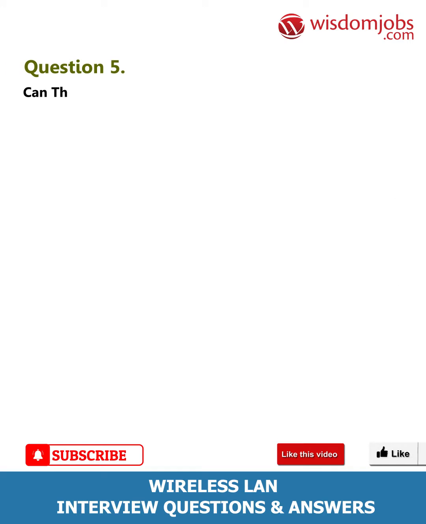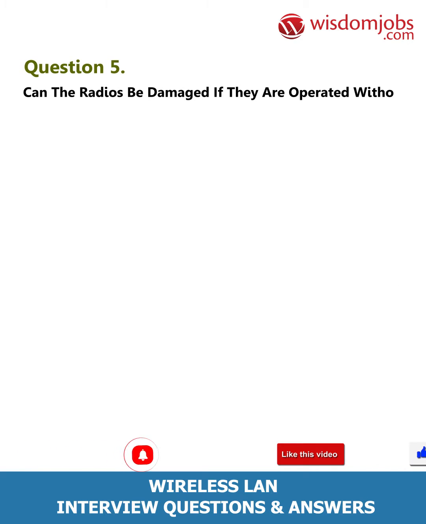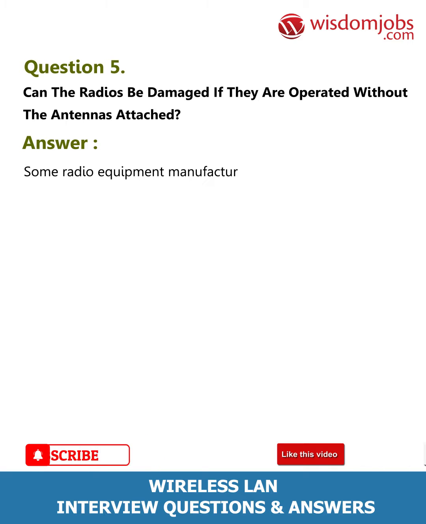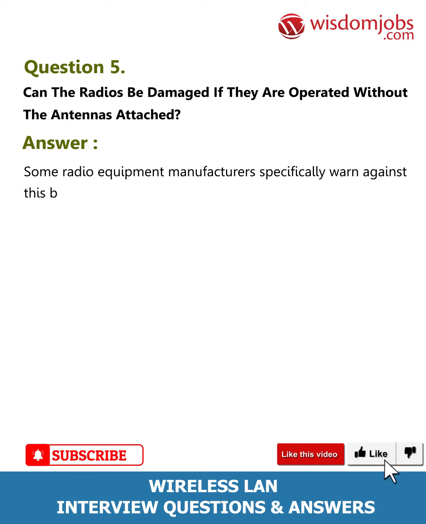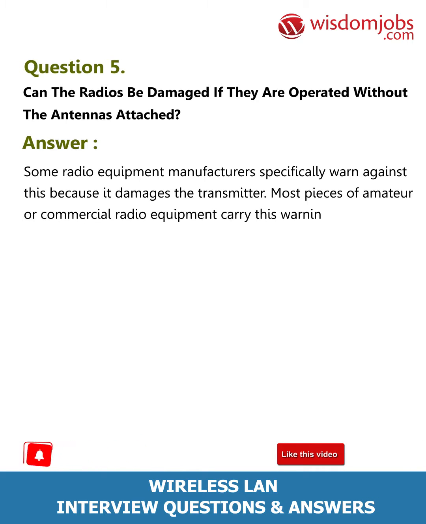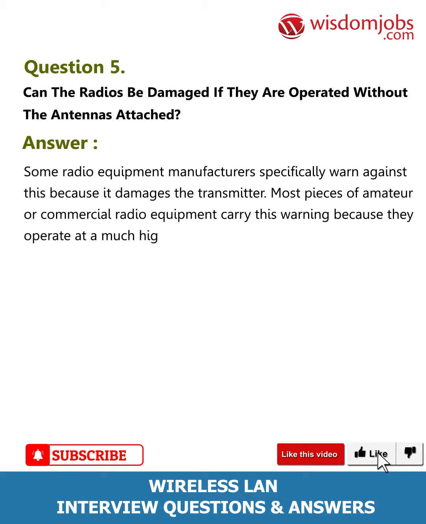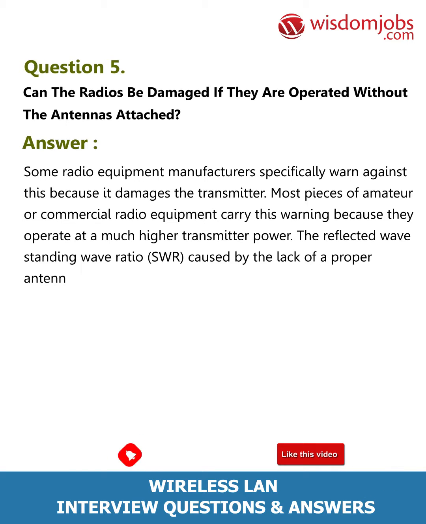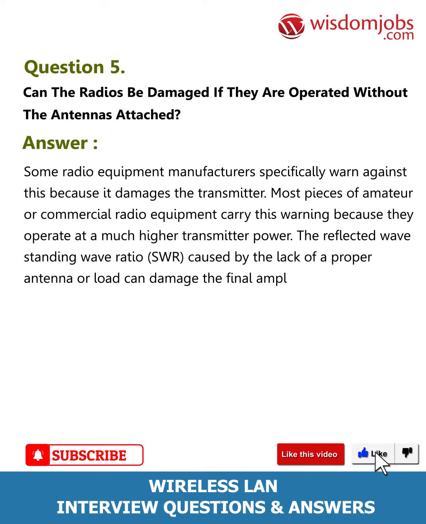Question 5. Can the radios be damaged if they are operated without the antennas attached? Answer. Some radio equipment manufacturers specifically warn against this because it damages the transmitter. Most pieces of amateur or commercial radio equipment carry this warning because they operate at a much higher transmitter power. The reflected wave standing wave ratio (SWR) caused by the lack of a proper antenna or load can damage the final amplifier stage known as the power amplifier (PA).